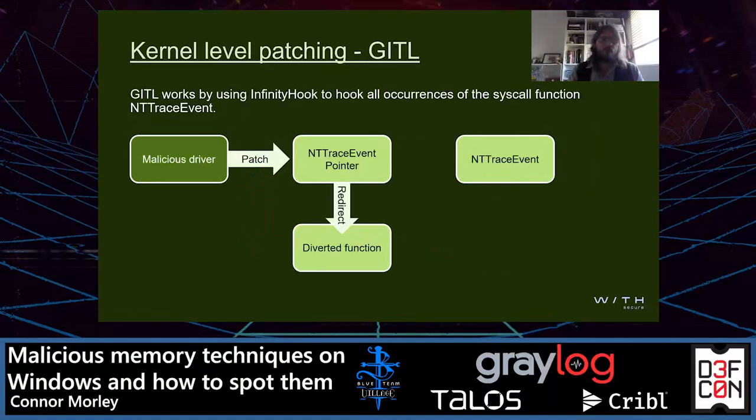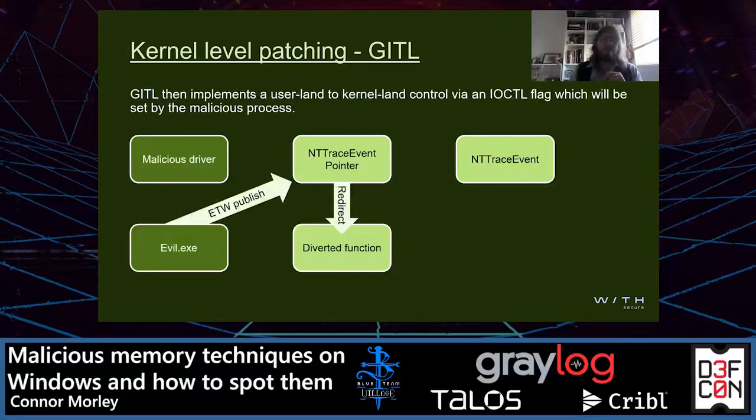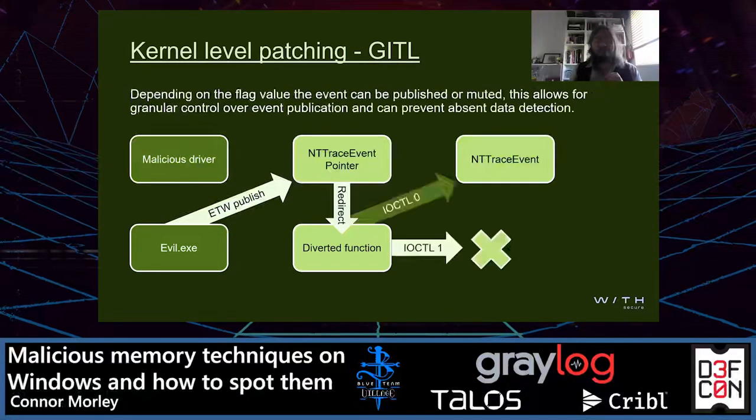Ghost in the Log works in the same way, but where the hook has been implemented, it only monitors for one particular syscall function, NtTraceEvent pointer. Now, when it detects this, it will divert to the hooked function. And the hooked function will determine against an IOCTL or IO control flag from the user space whether or not publication to the NtTraceEvent will occur. This is important because Ghost in the Logs allows for user land control of a kernel level monitoring element.